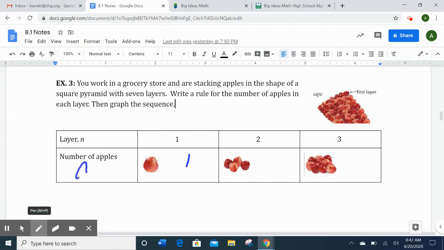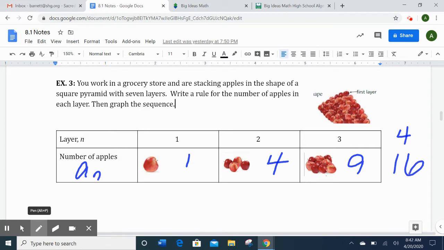So this would be A sub n. So in the first layer, there's one apple. In the second layer, it's a pyramid, so it has to get bigger. So now it's a 2 by 2, so there's a total of 4 apples. In the third layer, it's 3 by 3, which means there's a total of 9 apples. In the fourth term, it would be 4 by 4, which is 16.